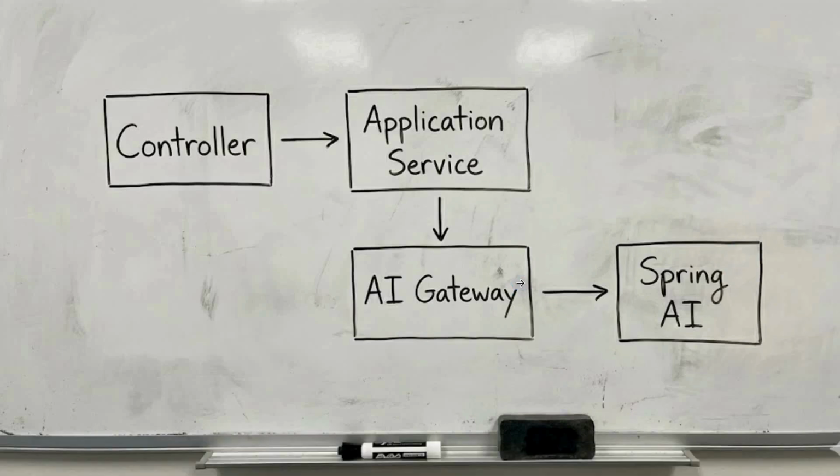This is the structure we are moving towards. Controller handles HTTP, application service handles intent or business logic, and the AI gateway isolates Spring AI completely.